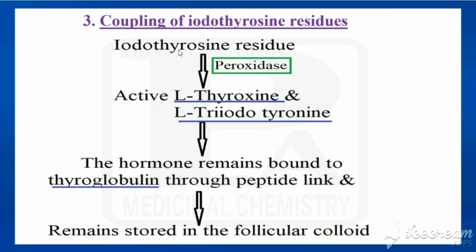Two DIT would be coupled and we are getting L-thyroxine. One DIT with one MIT would be coupled and we are getting T3, that is L-triiodothyronine. These hormones are bound to thyroglobulin through the peptide link. So T3 and T4 would be bound to the thyroglobulin through a peptide bond. Which one is connecting these two with the thyroglobulin? By means of a peptide link, and they are stored in the follicular colloid.